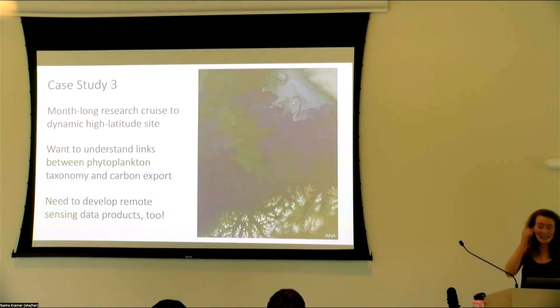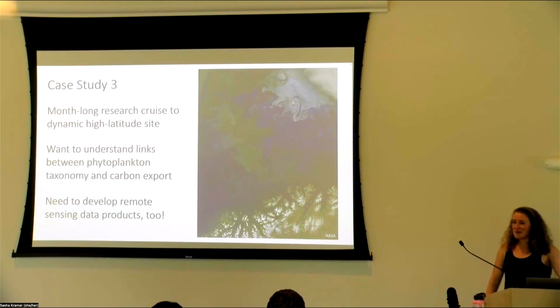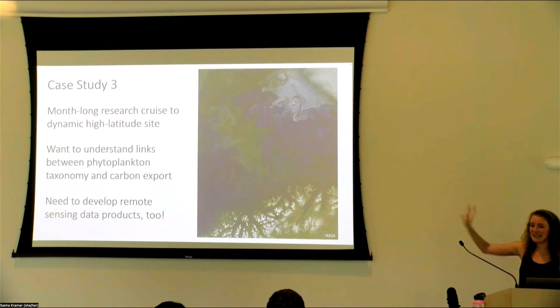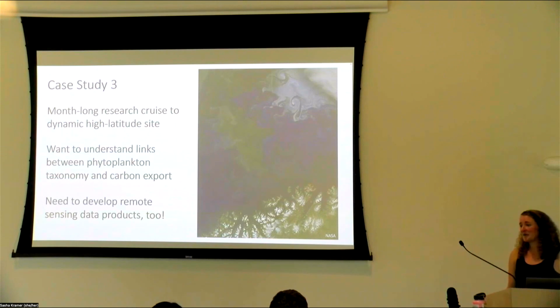All right, so this is our last case study, and it's maybe slightly political, but let's pretend you have a month-long research cruise to a dynamic high latitude site and you want to understand the links between phytoplankton taxonomy and carbon export. You're also tasked with developing remote sensing data products. What type of methods are you going to use to characterize your phytoplankton community and why?